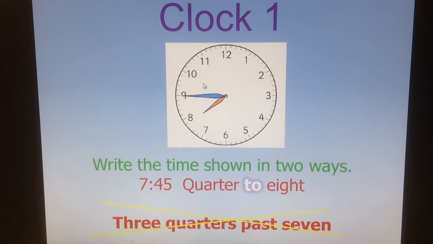It's only 15 minutes till 8, but we could also call this 7:45, counting by fives. We have 5, 10, 15, 20, 25, 30, 35, 40, 45. So if the hour hand's between the 7 and the 8, we say the smaller number, 7, and then we say the minutes, 45, or 7:45. One thing we don't usually say is 3/4 past 7, so I just wanted to cross that out so we don't make that mistake.